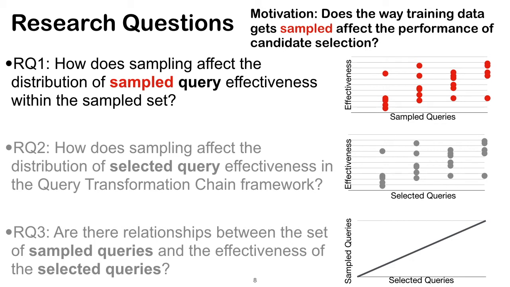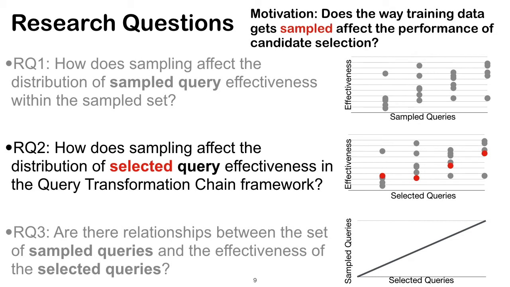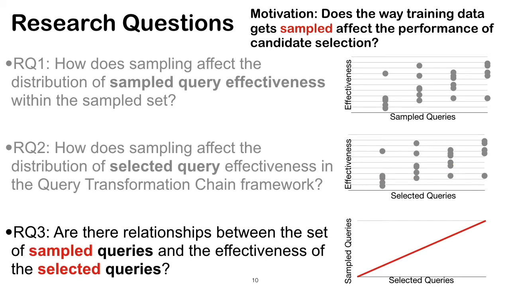This brings us to the research questions we set out to investigate as motivated by this question. The first research question aims to identify if the choice of sampling strategy has a noticeable impact on the effectiveness of sampled queries. The second research question aims to identify if the choice of sampling strategy impacts the effectiveness of the selected queries. And the third research question aims to identify if any relationships between the sampled queries and the selected queries exist.